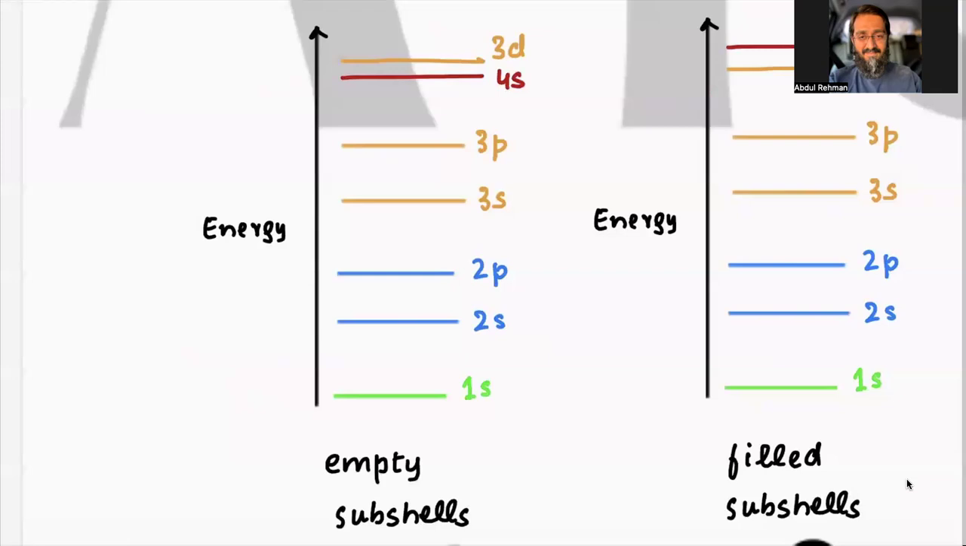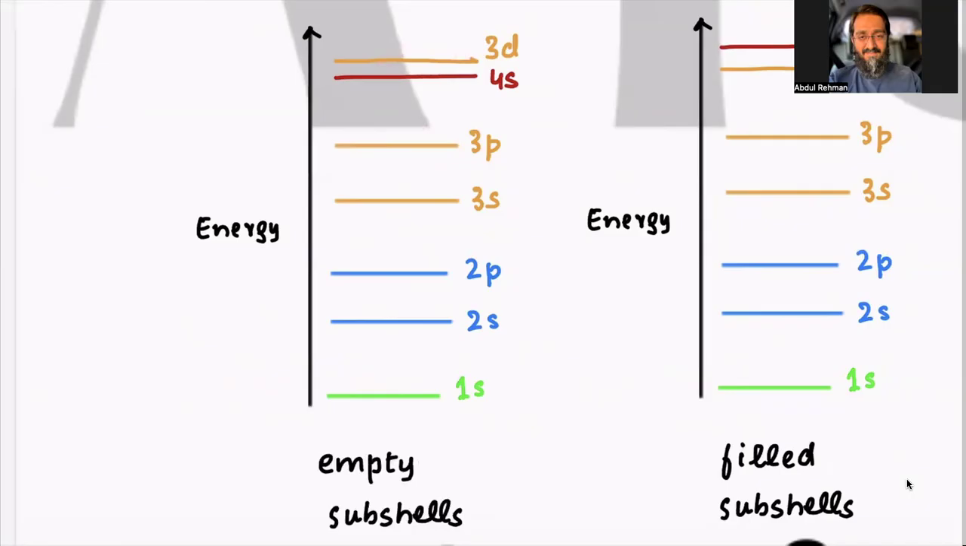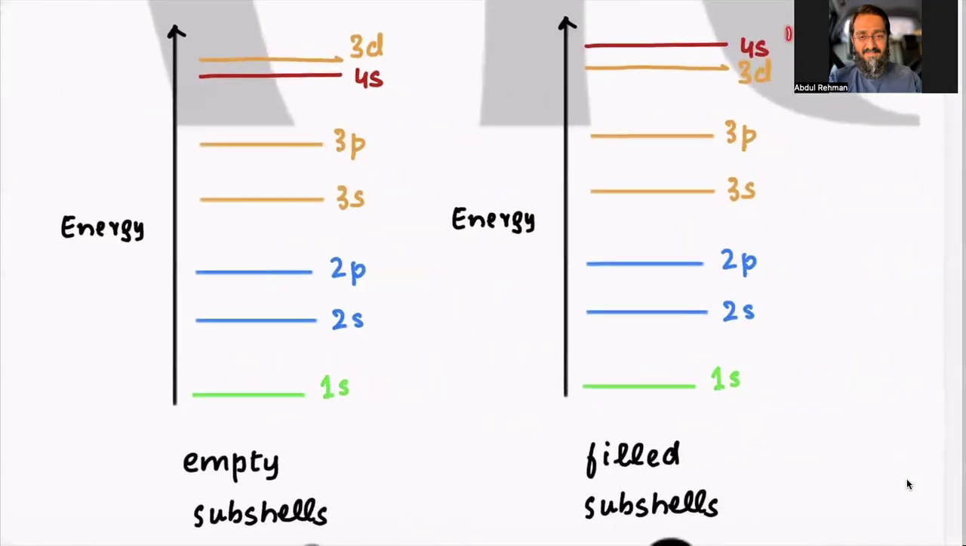So after 3p gets 6 electrons, the next electrons go into 4s, and then it's the turn of 3d, right? But as soon as the electrons get filled in 4s and 3d, they actually switch their positions. So 4s now has a higher energy than 3d, and that's why when we provide an atom energy to make it a cation, its electron gets removed from 4s first and then 3d. Is this clear?